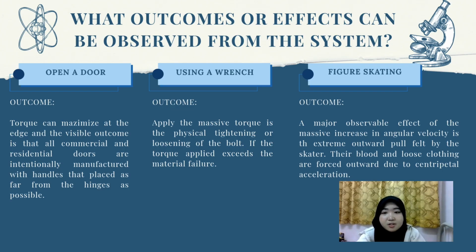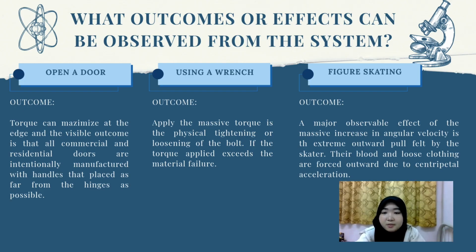First, let's look at opening a door. To maximize torque, you want to apply force as far from the pivot point as possible. Because of this rule, all commercial and residential doors are intentionally designed with their handle placed at the edge, as far from the hinge as possible, making them much easier to push or pull.